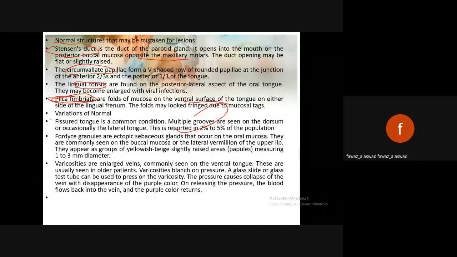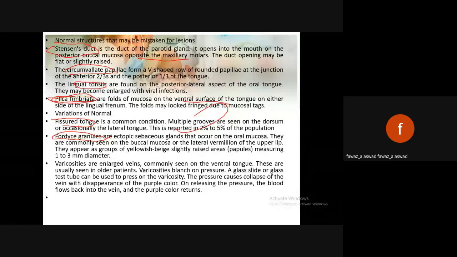Okay. Another structure is the fissured tongue, and here we could see multiple grooves on the dorsal surface of the tongue. Another structure, which is considered to be an ectopic sebaceous gland, is the Fordyce granules. Most of the patients attending to us are worried about this type of structure, and sometimes they make a biopsy for it. Actually, it is considered to be a normal anatomical variation.